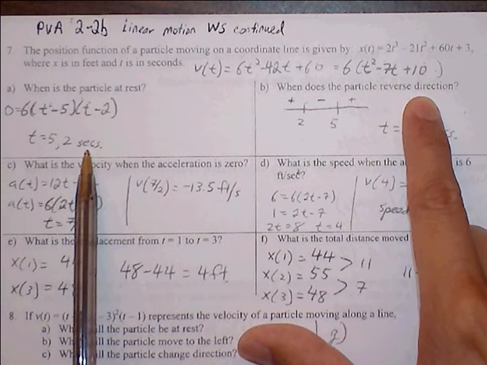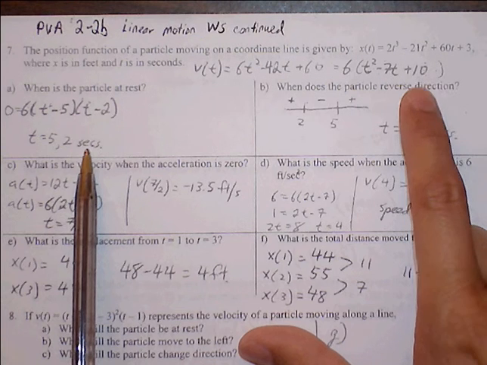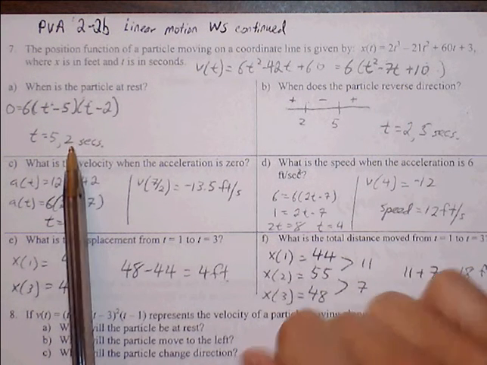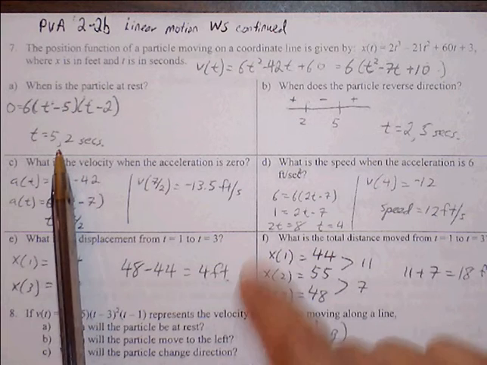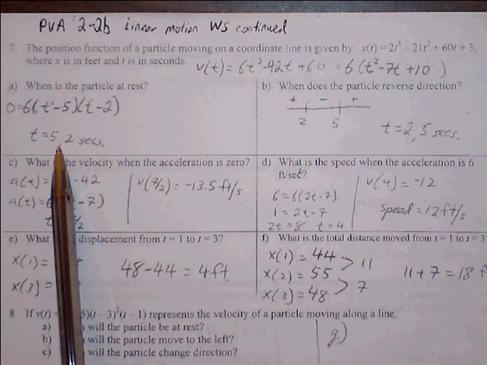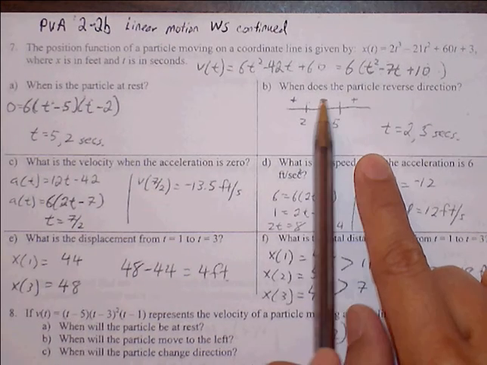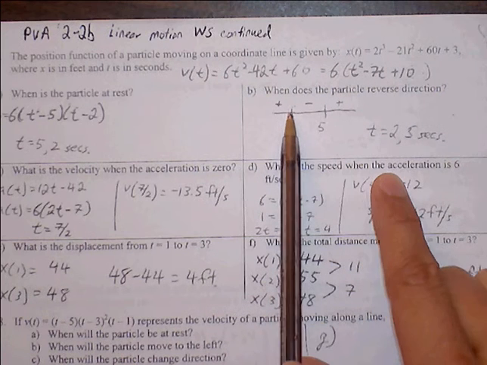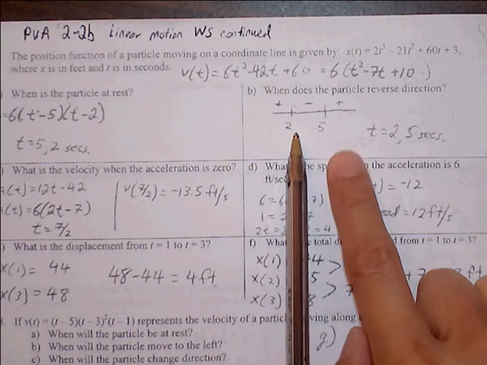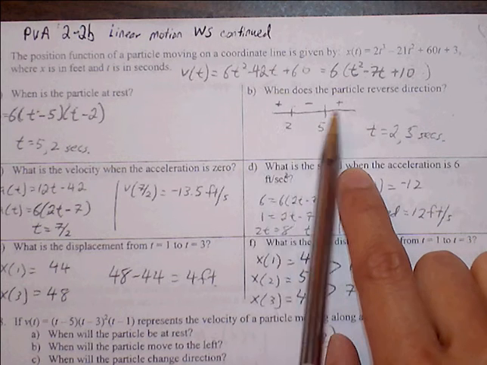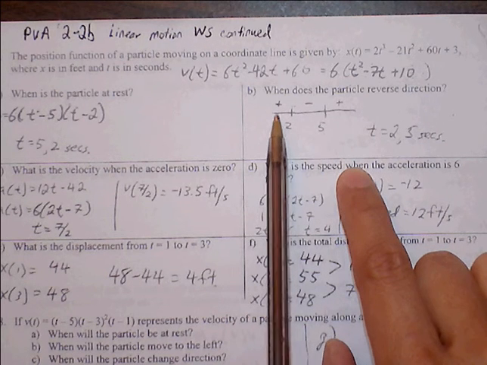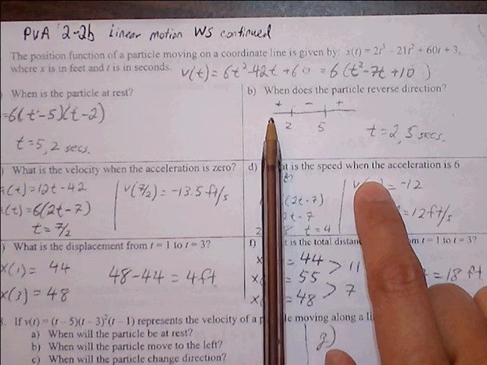When does the particle change direction or reverse direction? Well, part A will help, because when the particle is at rest, that's a candidate t value for when the particle may change directions. So what we're going to do is put these critical points, these time values, on the sign line, and we're going to test values in each of these intervals. So here I can test 1 in the velocity function.